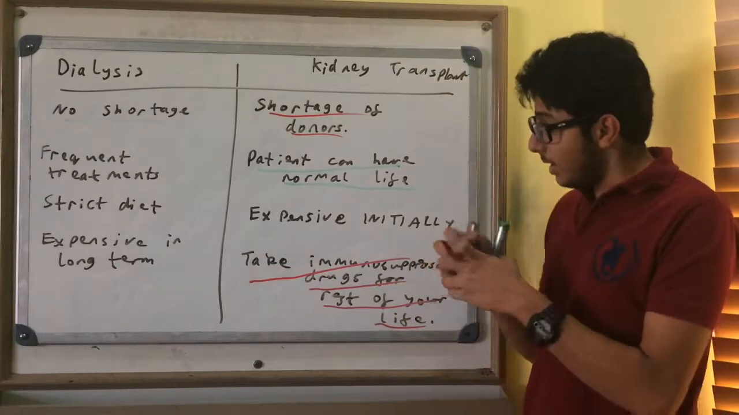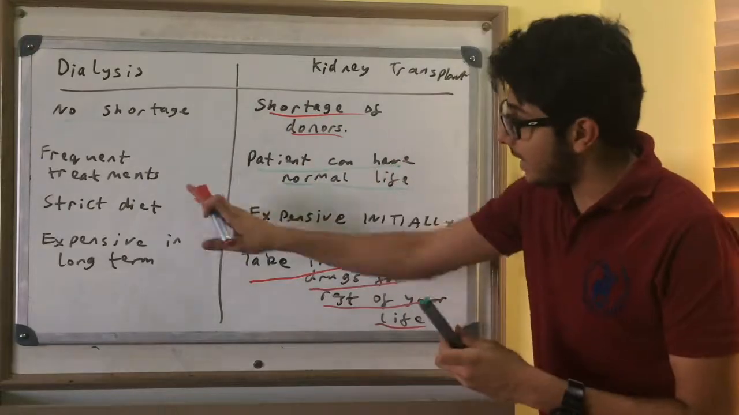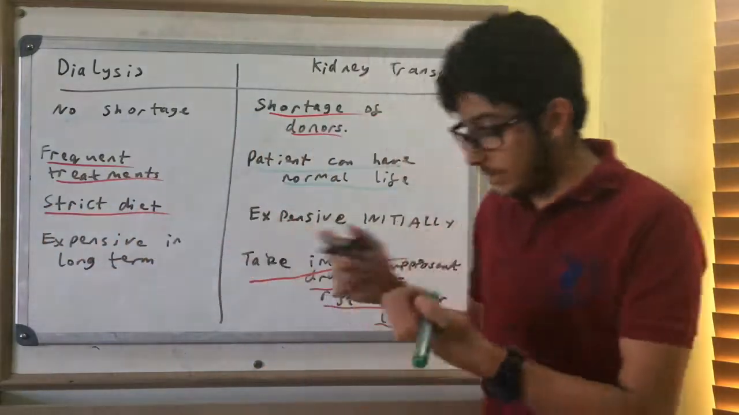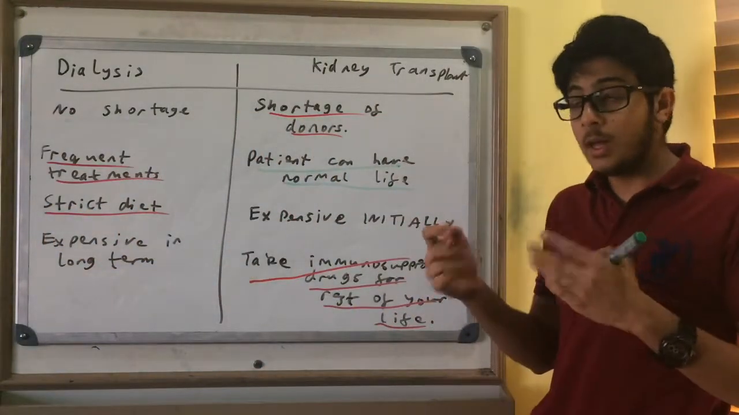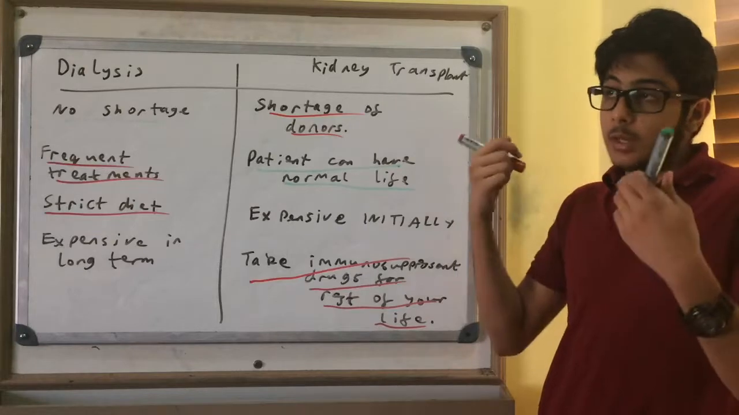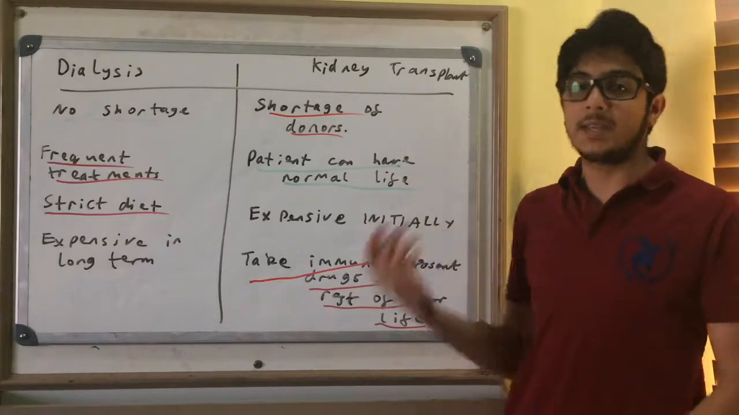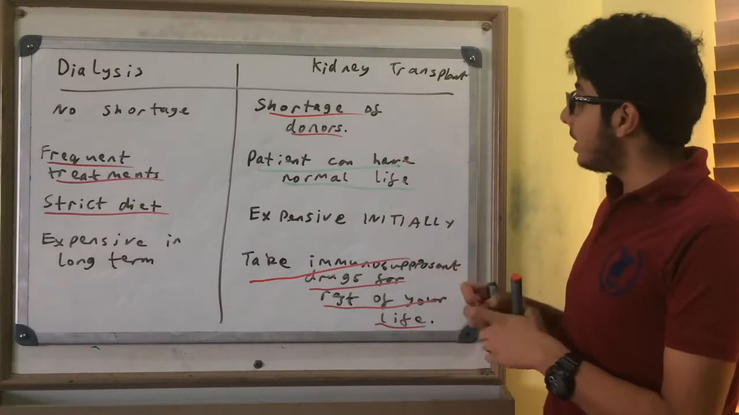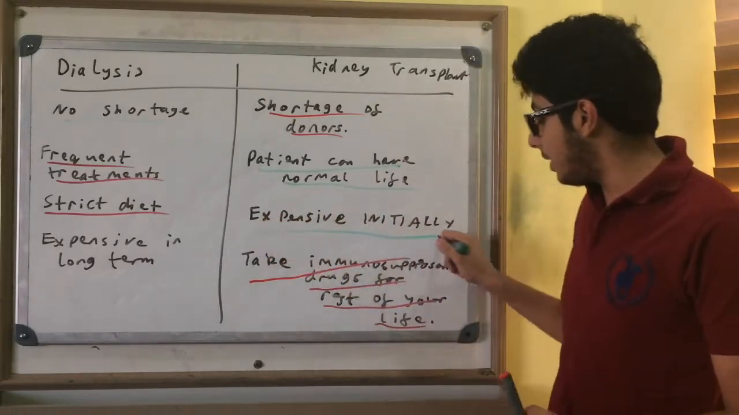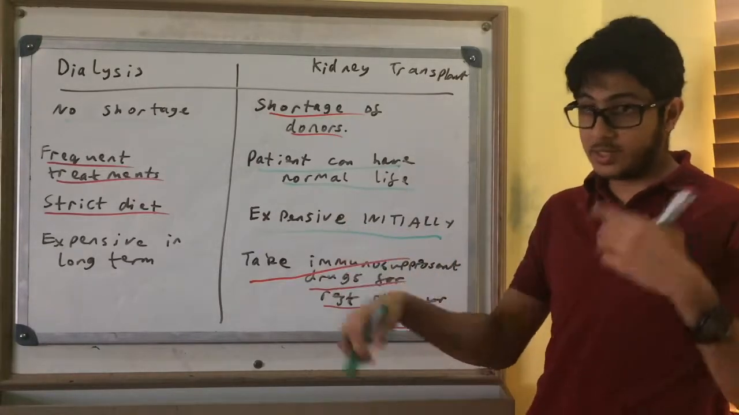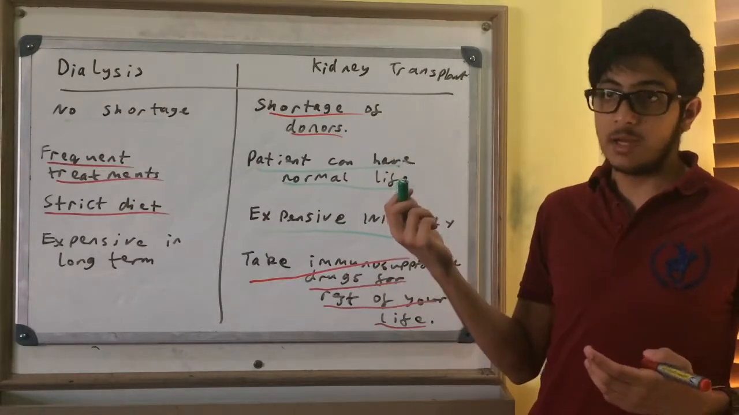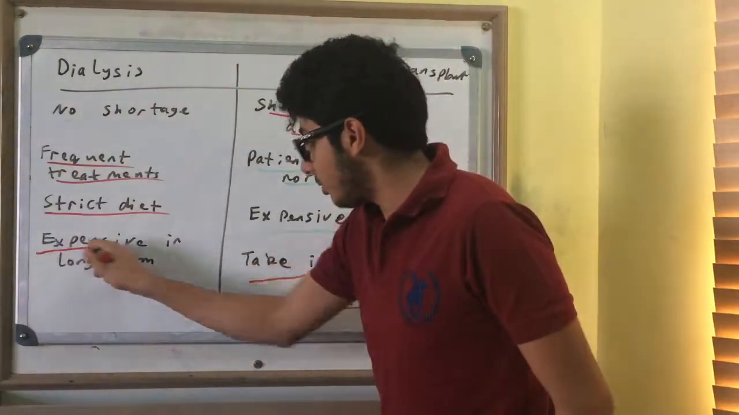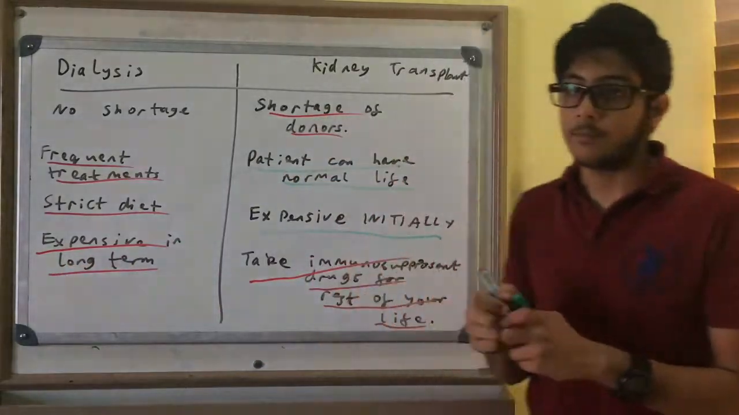So you can still lead a relatively normal life compared to dialysis, because with dialysis you need frequent treatments and a strict diet so that you reduce the production of urea and you reduce your salt and mineral ions intake, so then you have less in excess. And obviously both of them are expensive, but a kidney transplant is only expensive initially, because when you get a transplant it's expensive, but then you don't have to pay for anything else unless you're taking immunosuppressant drugs. Dialysis is expensive in the long term. Each treatment will cost you something.